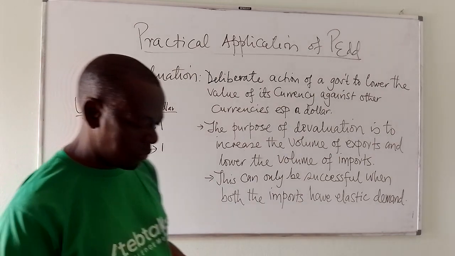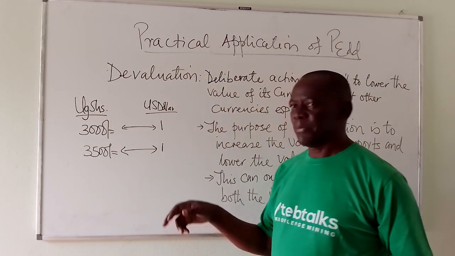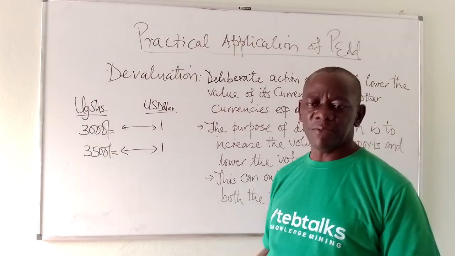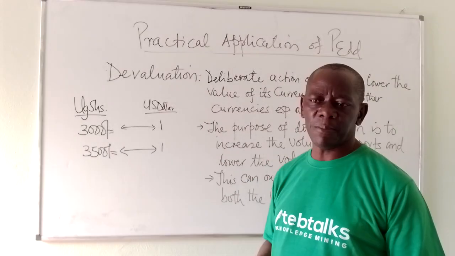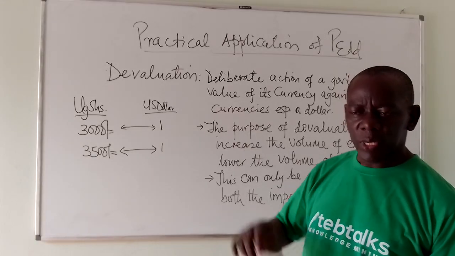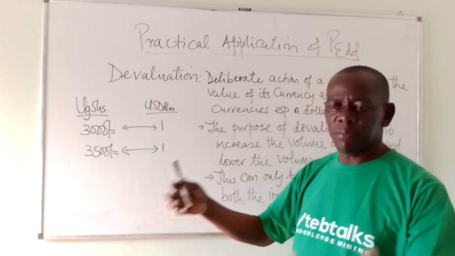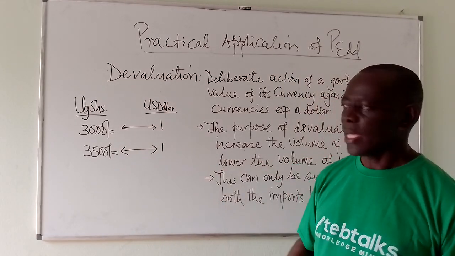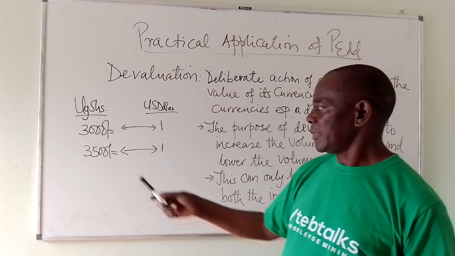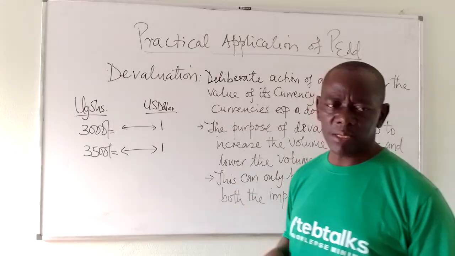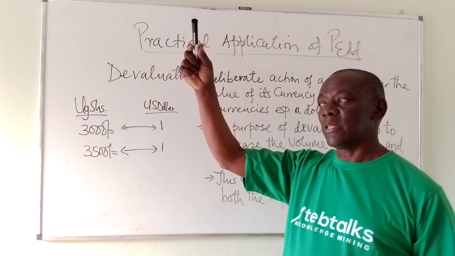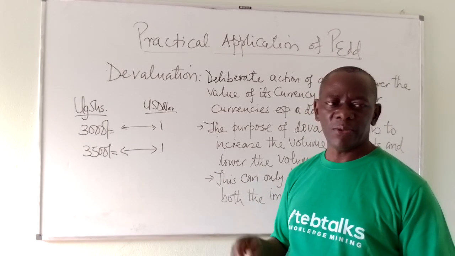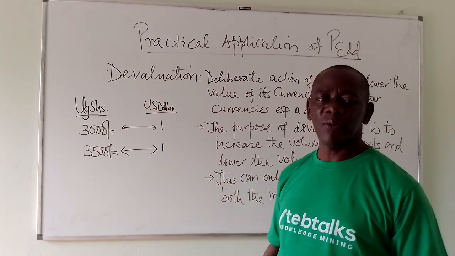This confuses students so much, not only students but even individuals. People look at this, from 3,000 to 3,500, and if you say you have lowered the value, they cannot imagine it because the figure has gone up. But with money, whenever you are forgoing a lot of money to buy smaller things, that means the value has gone down. So if you have been buying a dollar at 3,000 shillings and then you increase the exchange rate, it implies that you have lowered the value of your currency, in this case the Uganda shilling.